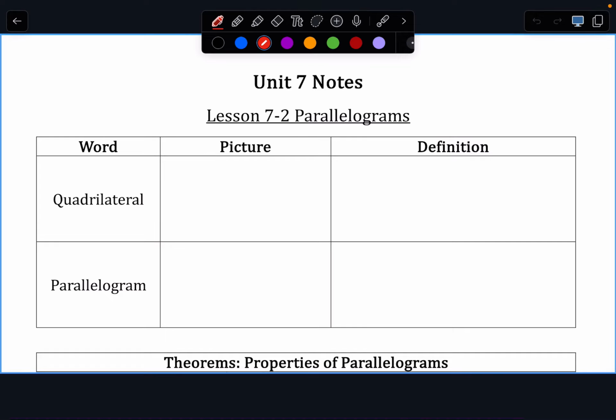Okay, so we're going to start out with defining a quadrilateral. Raise your hand if you can tell me what a quadrilateral is. Four sides. Noah: A polygon with four sides. Okay. Four angles, 4 points. A polygon with 4 sides.